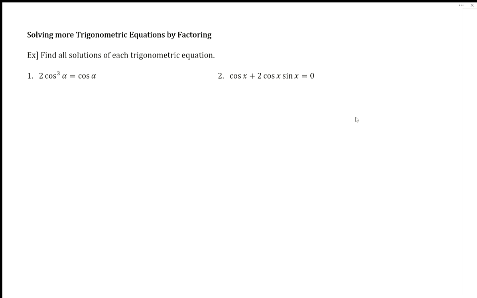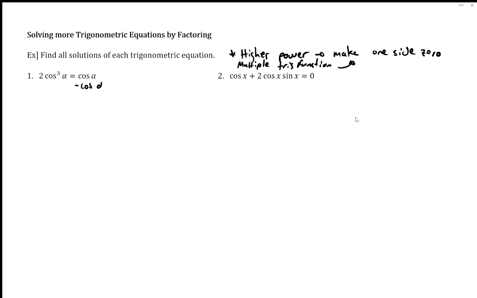No matter what in these problems, we want one side to be 0. So on number 1, the very first step, so also let's say the second we see a higher power, we want one side to be 0. Higher power, and that really doesn't matter if it's trig or something else. Higher power, or even if there are multiple trig functions, let's write that down below. Multiple trig functions, that's a different way to look at it. Still make one side 0.